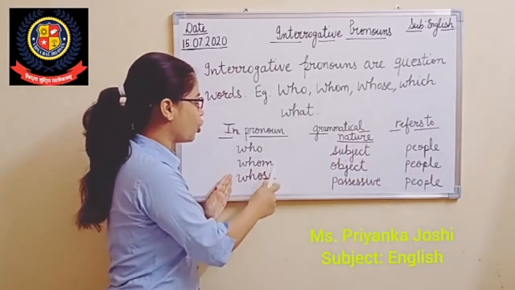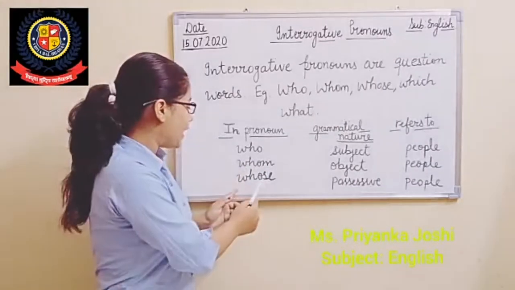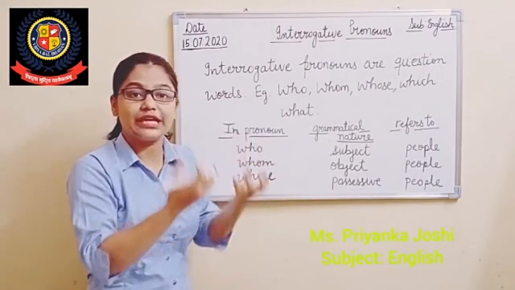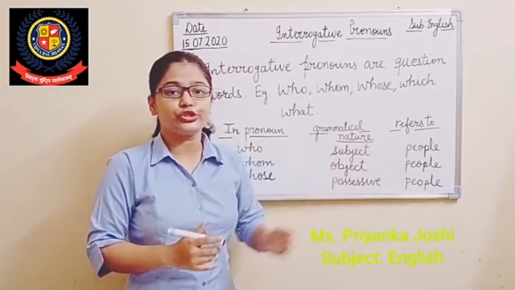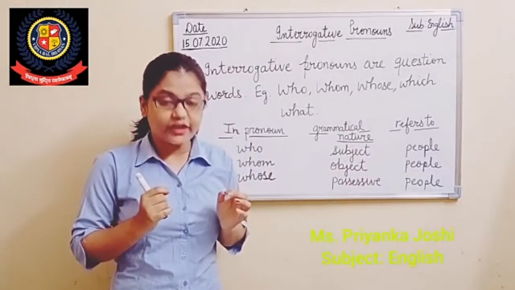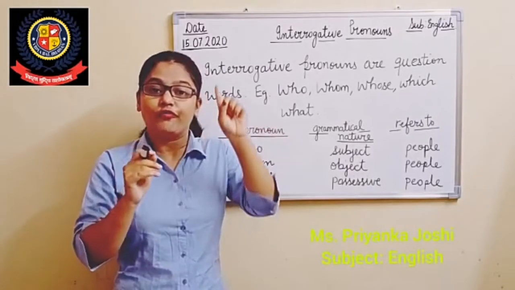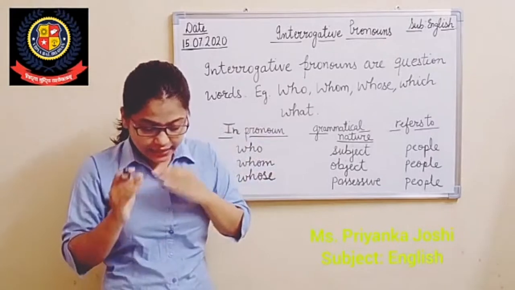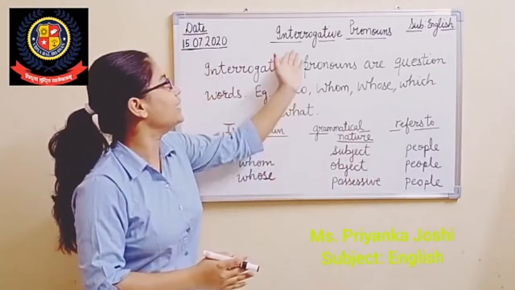If I talk about whom, whom is used as an object and again it refers to people. Whereas whose has the grammatical nature of possession. It has the nature of a possessive pronoun and it also refers to people, right? There are two more interrogative pronouns, which and what. They are used both as subject and object. Which and what are both used as subject as well as object, and they refer to both people and things, right? This is the whole concept of interrogative pronouns.